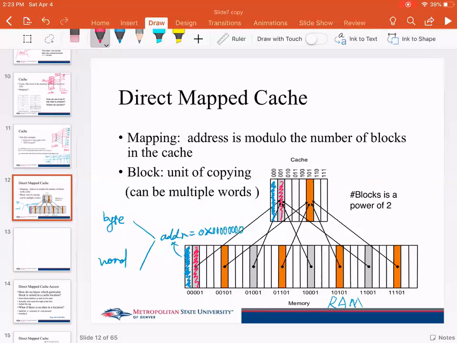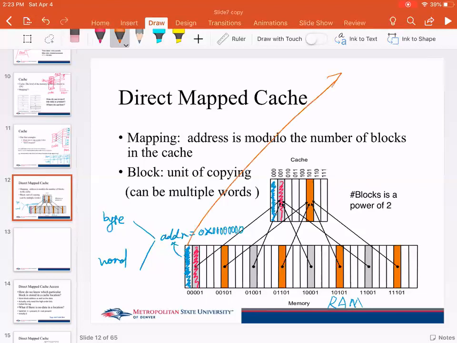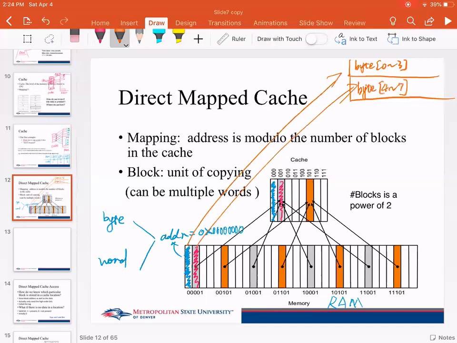Let me take the note here. So the first row, the second row, we need to understand what is inside of the first block, the second block in the main memory, and that will be copied to the first block and the second block of the cache. So the first block is containing the byte 0 to 3, and the second block, second unit of the memory contains the data from byte location 4 to 7.